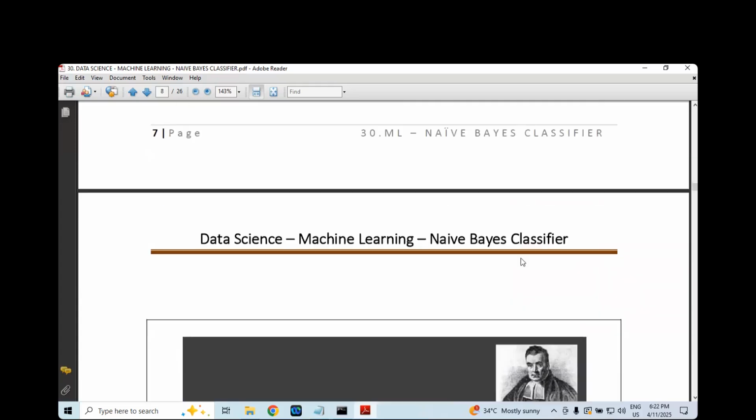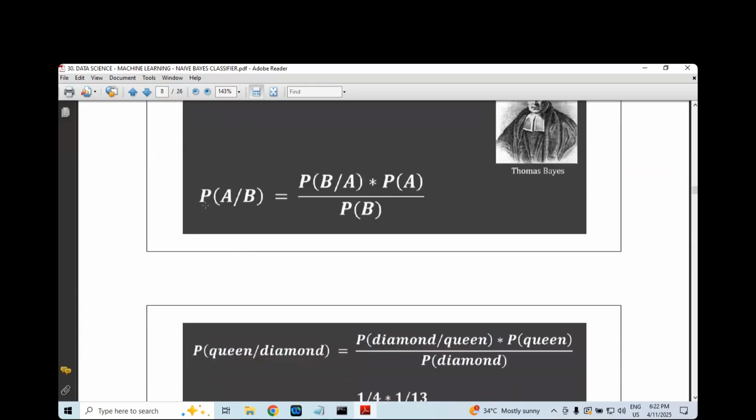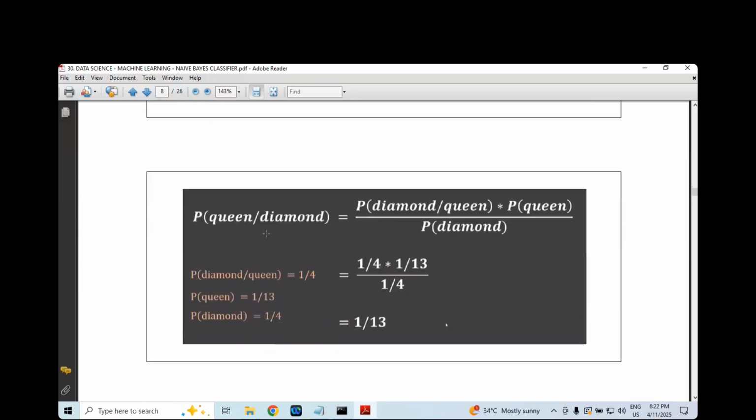Let me substitute the formula, you will get an idea. Let us apply the formula. P of A by B equals P of B by A into P of A divided by P of B. Now please understand: P of queen given diamond equals P of diamond given queen into P of queen divided by P of diamond. What is the result for this? 1 by 4. Then P of queen is 1 by 13. 1 by 4 and 1 by 4 will be cancelled. Then what is the remaining? 1 by 13.